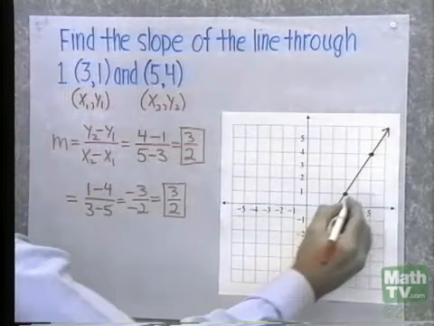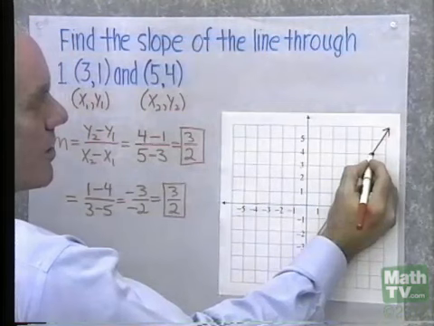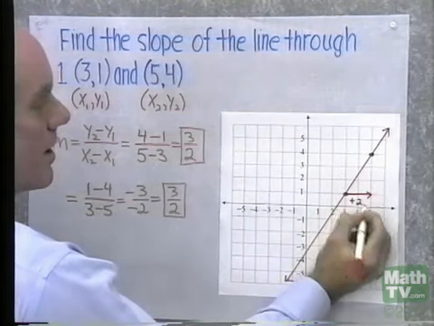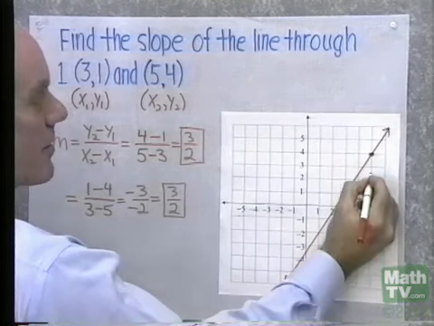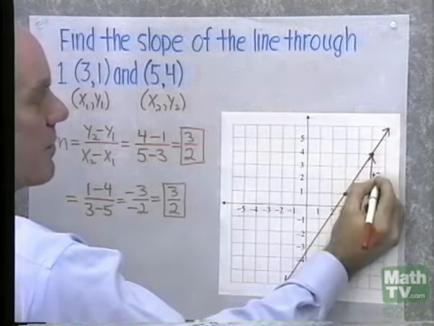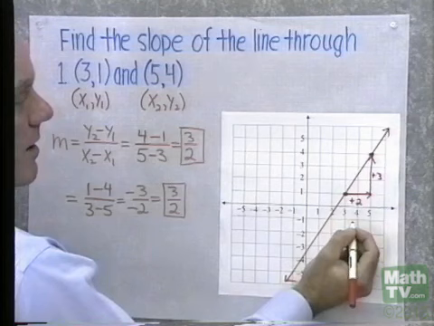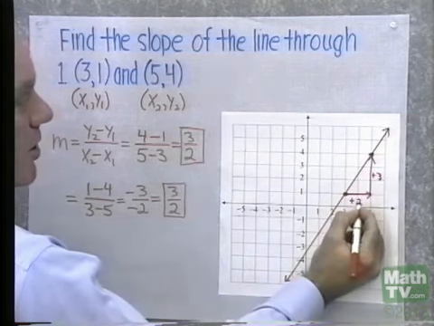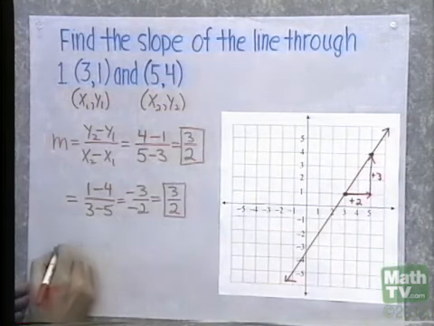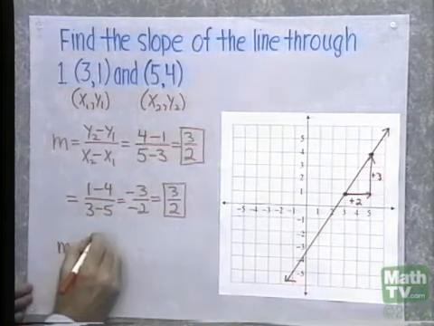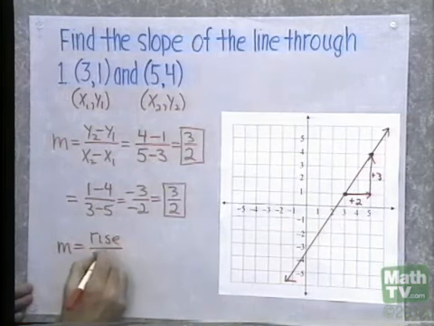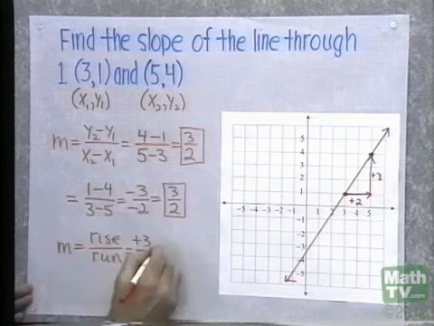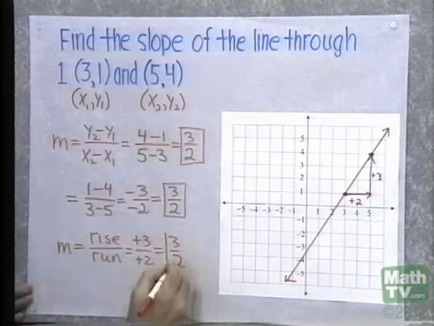And you can see that if I start at this point and go to this point, I'll have a horizontal change of positive 2, that is a run of positive 2, and then I'll have to go up positive 3 to get back to that point. Well, this is the rise in the graph, the vertical change. This is the run in the graph, the horizontal change. So I see that my ratio of rise to run is positive 3 over positive 2, which is also 3/2.